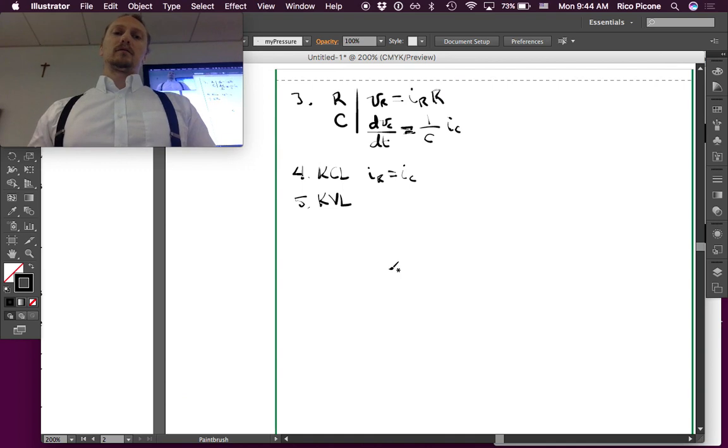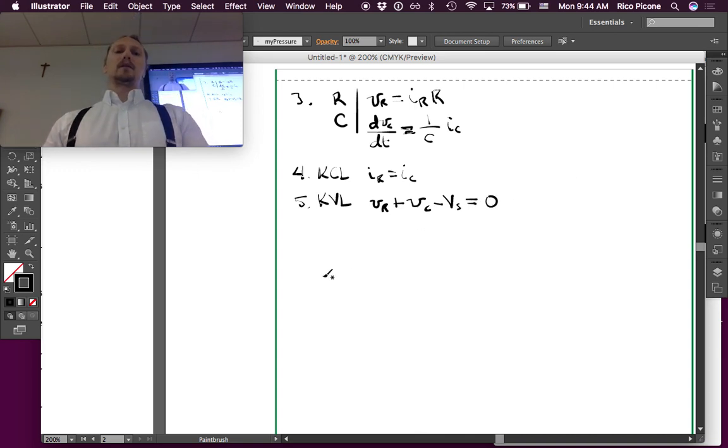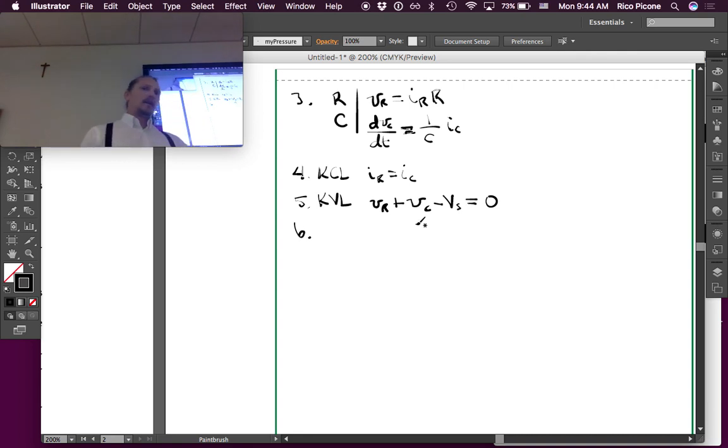So VR plus VC, because those drops are in the same direction around the loop, minus VS, because it is a gain if you go around the loop that way, equals 0. So that's another equation. Step 6. Well, let's do part A first.